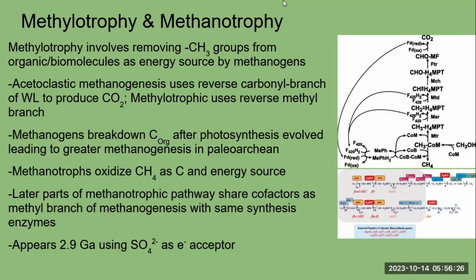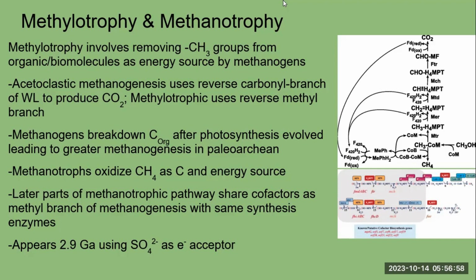Methanotrophs oxidized methane for energy while using some of it as a carbon source. Methanotrophs began the oxidation of methane by using the methane monooxygenase enzyme. However, when we go further down the pathway, some of the cofactors used in the final steps of methane oxidation are also the ones used in the initial steps of hydrogenotropic methanogenesis, or the final steps of carbon oxidation in methylotropic methanogenesis.